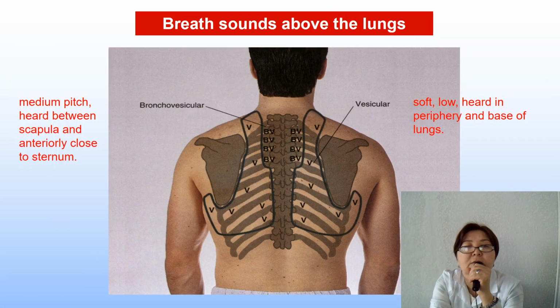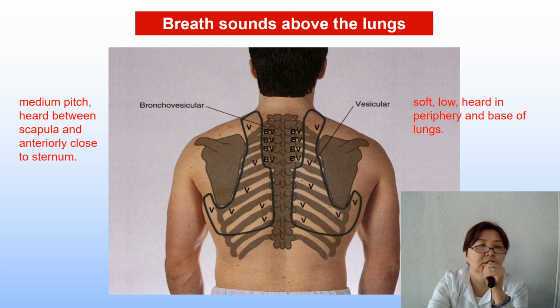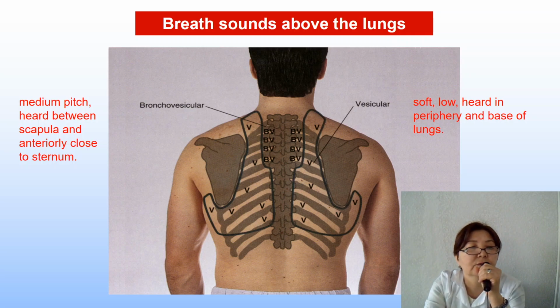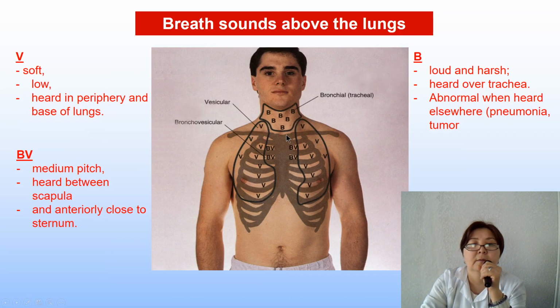Breath sounds above the lungs. Normal sounds are bronchovesicular and vesicular. Vesicular sound is characterized by soft, low pitch, heard in the periphery and base of the lungs. Bronchovesicular has medium pitch, heard between the scapula and anteriorly close to the sternum. These places.